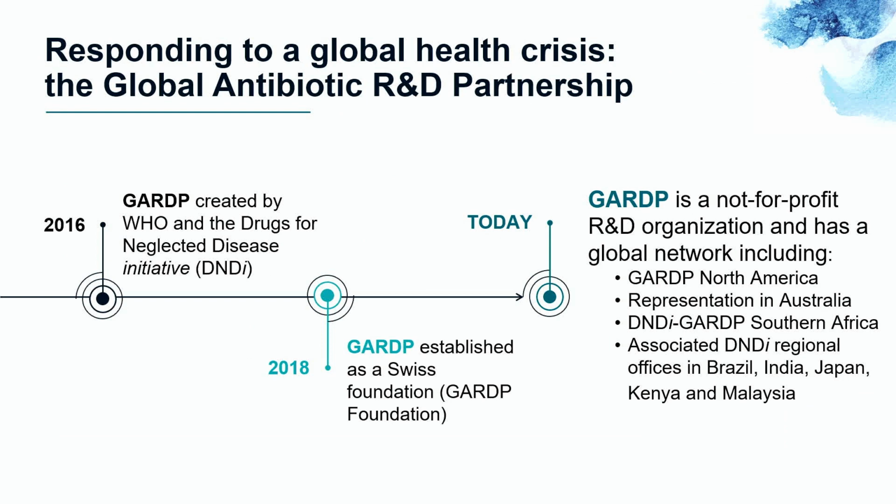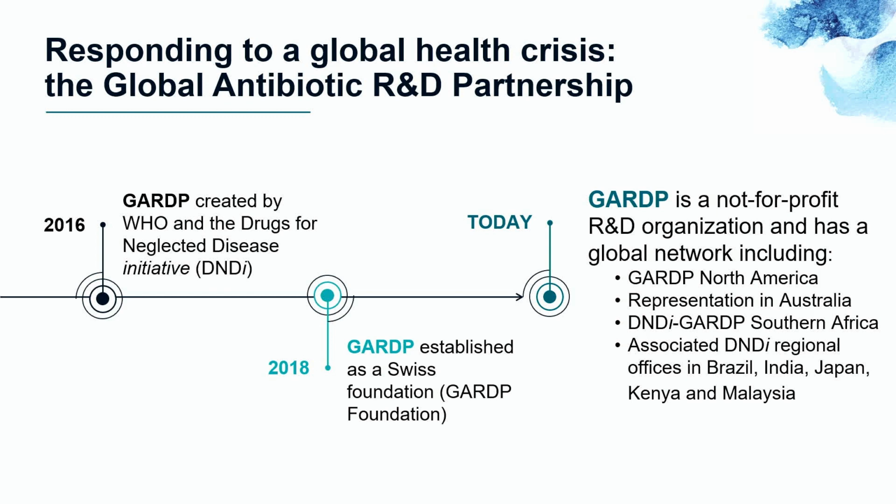So the Global Antibiotic Research and Development Partnership is a non-profit R&D organisation, and it was created in 2016 by the World Health Organization and Drugs for Neglected Disease Initiative. We were incubated by DNDi, and by 2018 we were sufficiently established that we became an independent Swiss foundation working globally. We are still in an alliance with DNDi and we work closely together on certain areas.